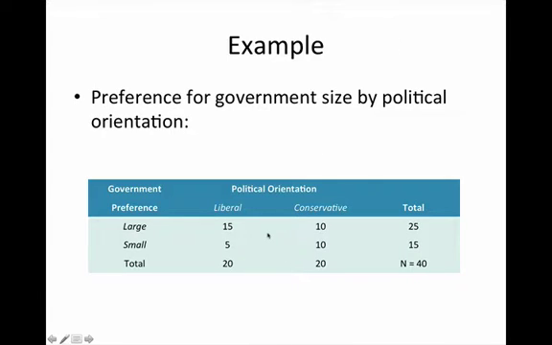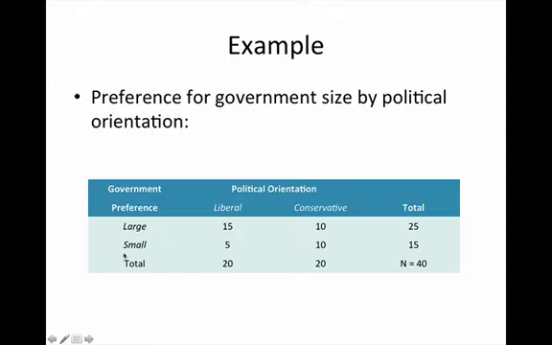So here, for example, are our column and row totals. Here I have a preference for government size by political orientation. So I have two dichotomous variables, and I want to look at the category frequencies of each one. So in political orientation, I have two levels, liberal and conservative, and in terms of preference, I have large versus small. These numbers here represent our category frequencies.